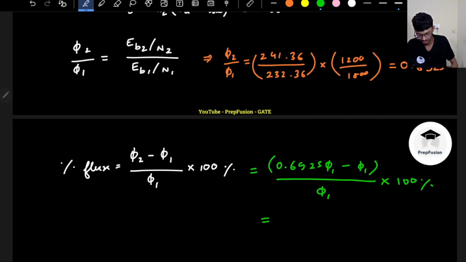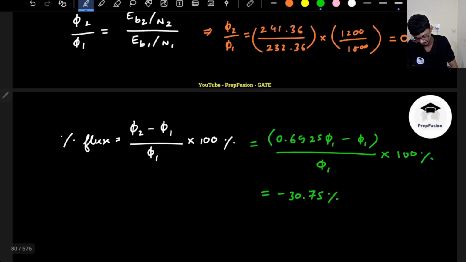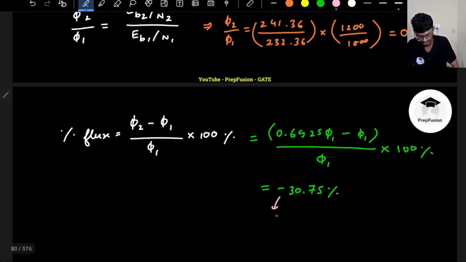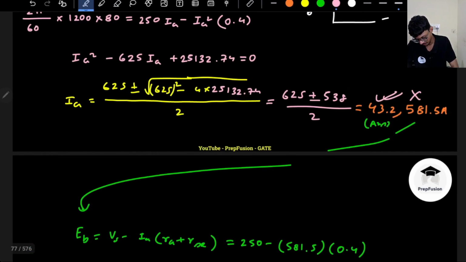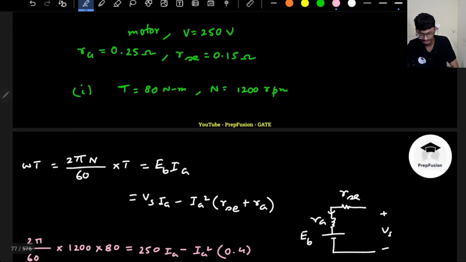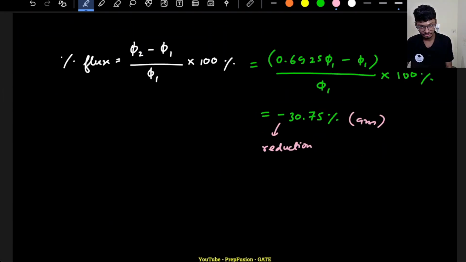So it is negative 30.75%. The negative sign denotes that there is a reduction. This much amount of flux reduction there will be. So this will be the answer: the percentage change is a reduction by 30.75%. This is the answer for the second part. This is how you mainly solve these questions. So that was about this question.